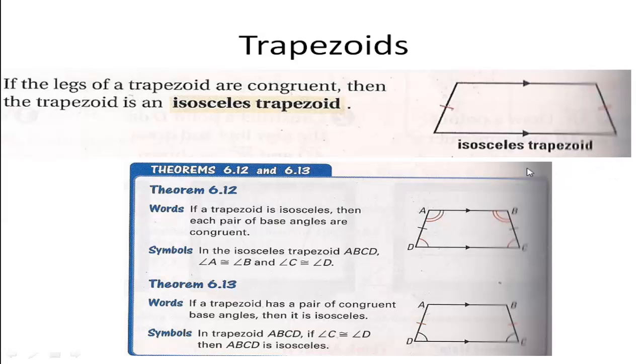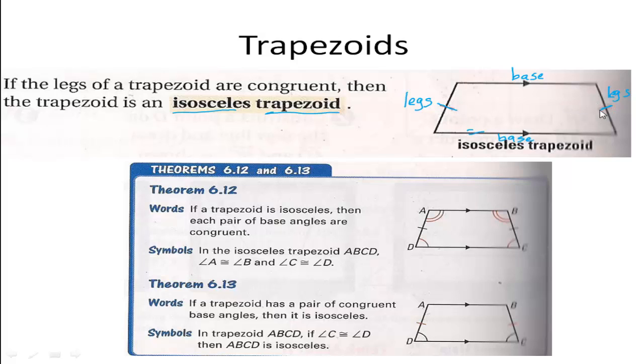Now we're going to talk about an isosceles trapezoid. An isosceles trapezoid is a trapezoid whose legs are congruent. So remember, in our last slide we were talking about that trapezoids have 1 pair of parallel sides. Here they are. And these parallel sides are called base. And we said that the non-parallel sides were called legs. Here are the legs. For an isosceles trapezoid, the legs are congruent.